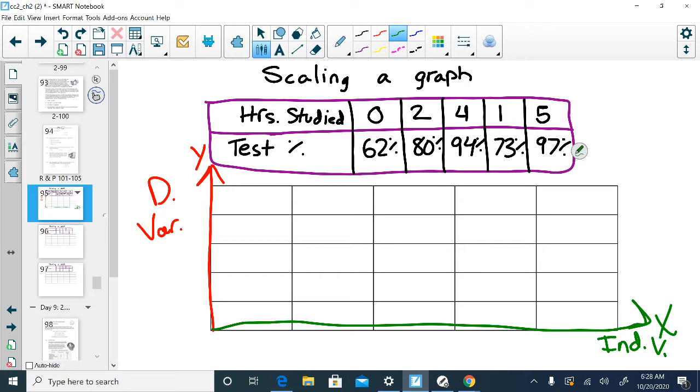So hopefully watching that video helps you realize which one would be for hours studied and which one would be for test score. Here we're looking at, do the hours that you study impact your test score? Another way of saying that is, does your test score depend on the hours you study? Remember, the keyword depend is going to be your dependent variable. And since we're wondering if the test score depends on something else, that's going to be over here as our y-axis.